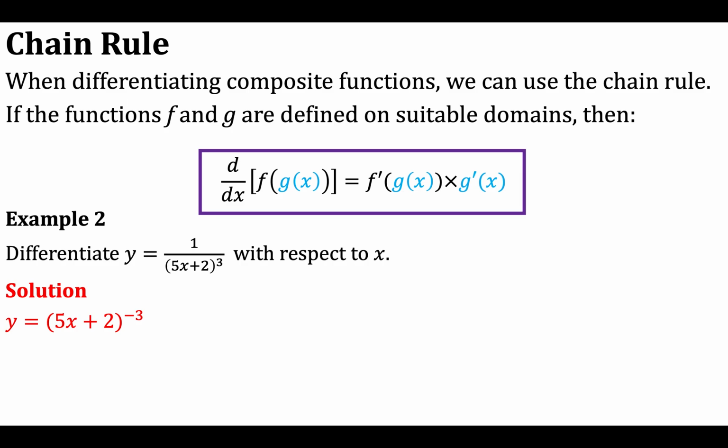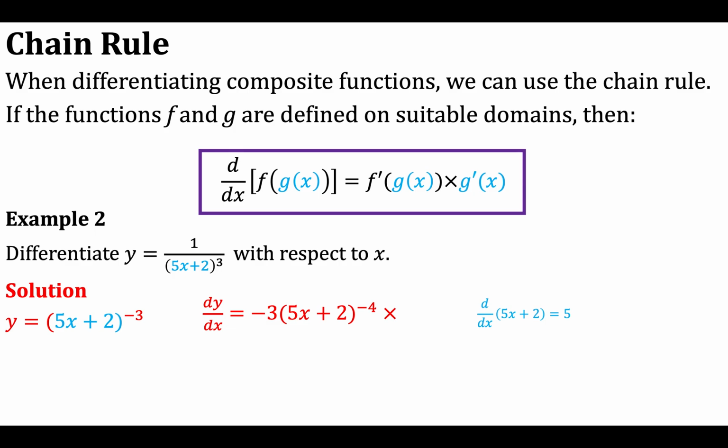We should now identify what the functions f of x and g of x are. So the outside function, if you like, is the part that's being raised to the power negative 3, and the inside part, that's g of x, that is 5x plus 2. So if we start to differentiate, we'll get negative 3 multiplied by (5x plus 2), and that's all raised now to the power negative 4. And we need to multiply all of that by the derivative of 5x plus 2, which again is 5.